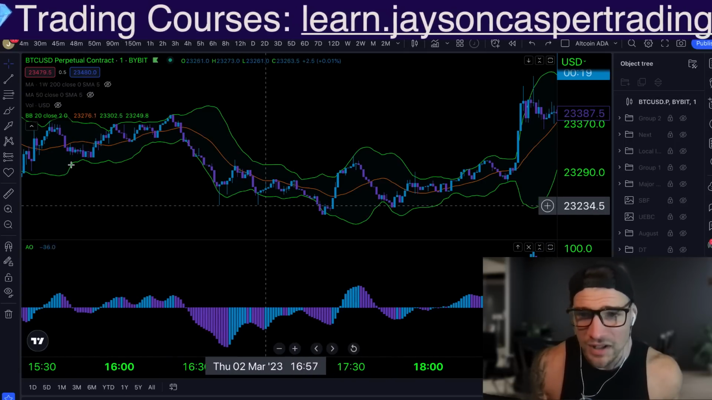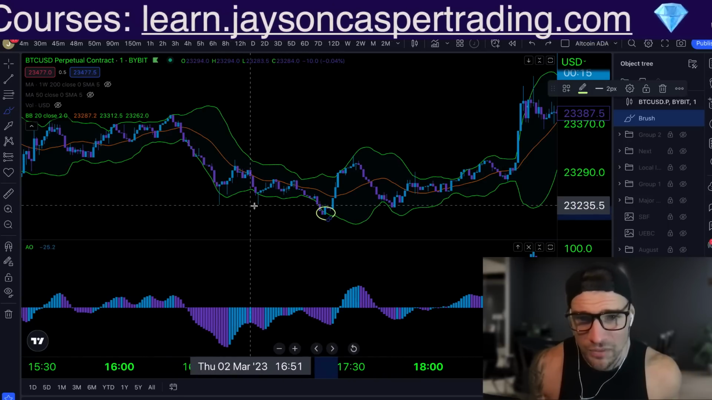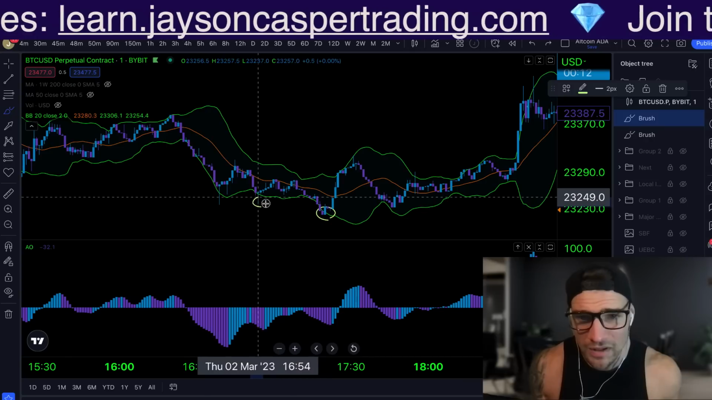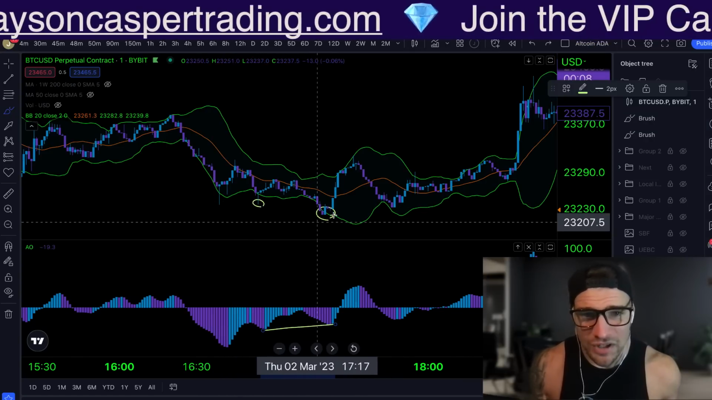And here's something very interesting. Look at this move right here. Okay, price made a lower low from the previous low right over here. Okay, and look at our oscillator. It is getting higher as the price is getting lower and touching or piercing the band.